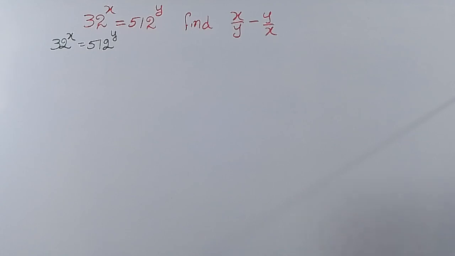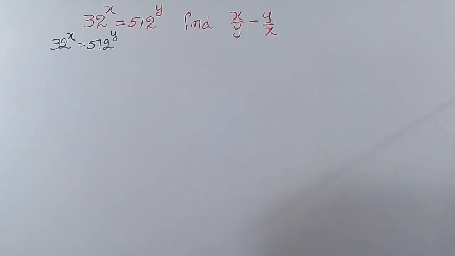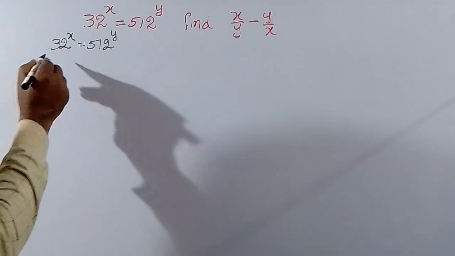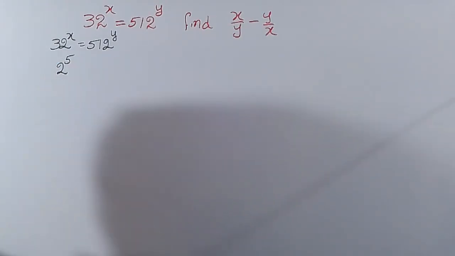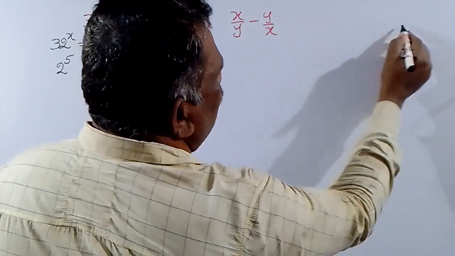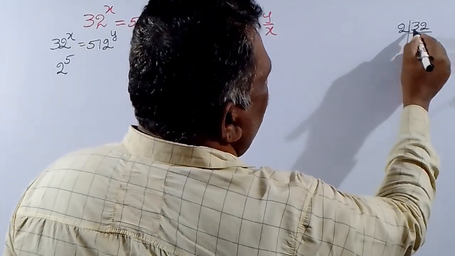Now, here base 32, here base 512. So, both are different bases. First, it can be changed to the same base. So, 32 can be written as 2 power 5. Alla chindi, 32 can be written as 2 power 5. So 32 divide with the prime number 2.